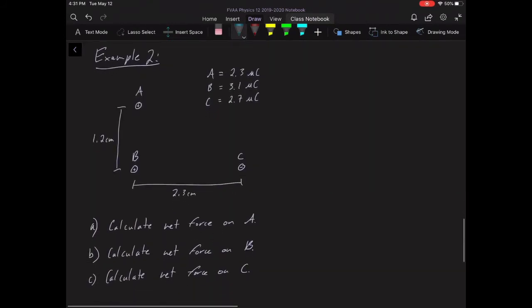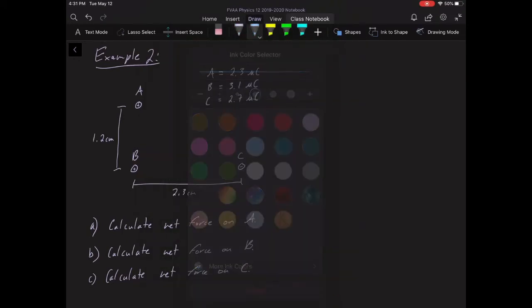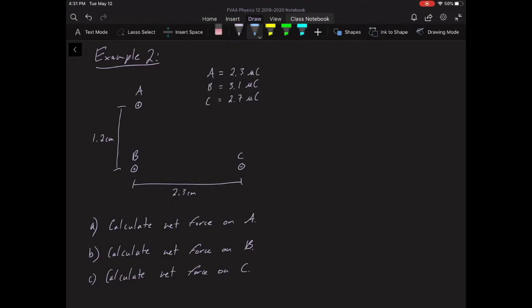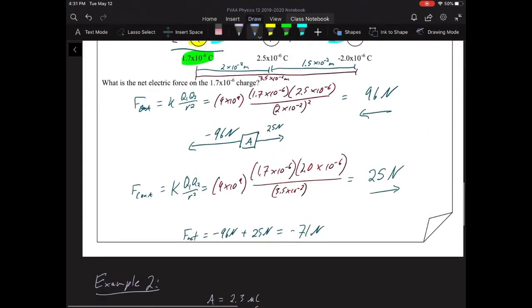Now let's look at another problem. This is the same kind of question. However, now we have a two-dimensional kind of diagram instead of one-dimensional. All right? So I'm going to change my colors here. We're going to switch over to dark mode. All right? What is the net electric force? Yeah, so this would be my answer here.